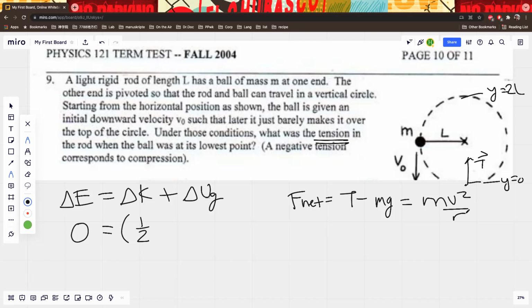Okay, so you want the tension. So tension equals mass times velocity squared over the radius. The radius is equal to L. So we have mv squared over L plus mg. Okay, so do we have enough information to say what the tension is?